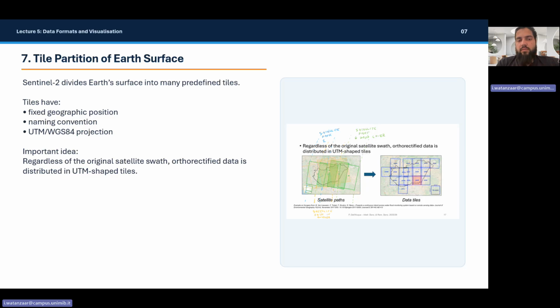Orthorectified data is distributed in UTM shaped tiles. So this is exactly it: orthorectified data is distributed in UTM shaped tiles. On the left side of these shapes, the squares represent the predefined tile partitions. This helps us, when we are having the acquisition, to know which part of the tile has been received or which data stripe has been received.